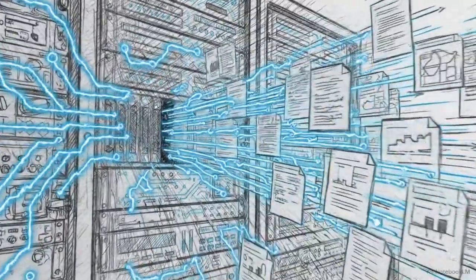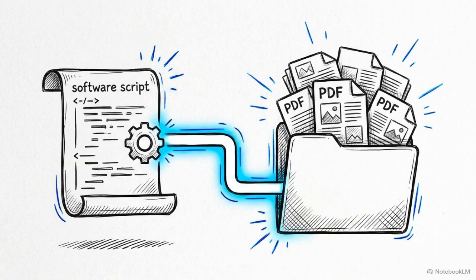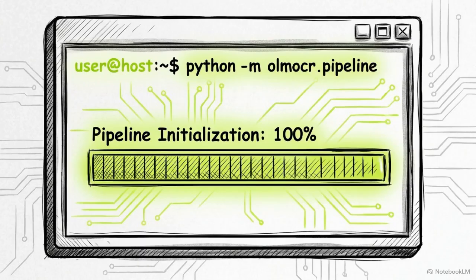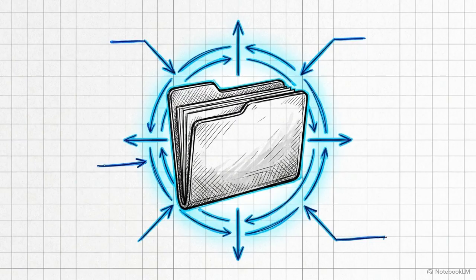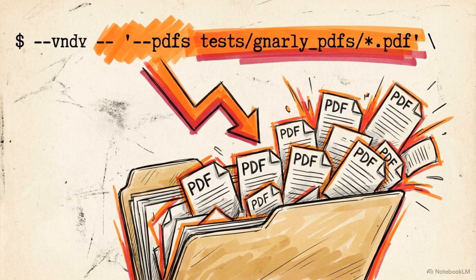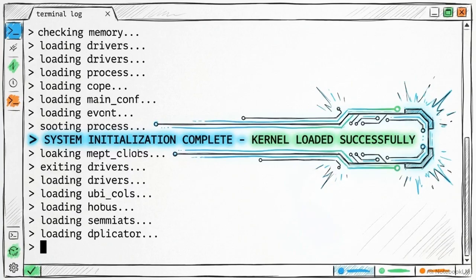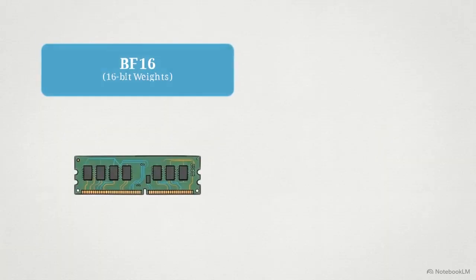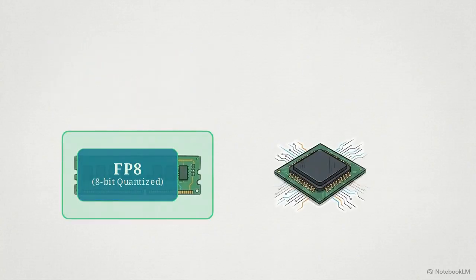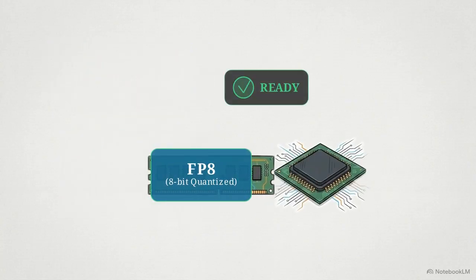Now we execute the unified processing pipeline by running python -m olmocr.pipeline directly in the command line interface. We dictate the output by setting the parameter to our /local workspace, and we tell the system what to process by pointing the /pdfs argument toward a folder of target documents. The terminal logs will show the system loading the FP8 quantized model weights. This specialized 8-bit format reduces your video RAM footprint, allowing it to run smoothly on enterprise hardware.